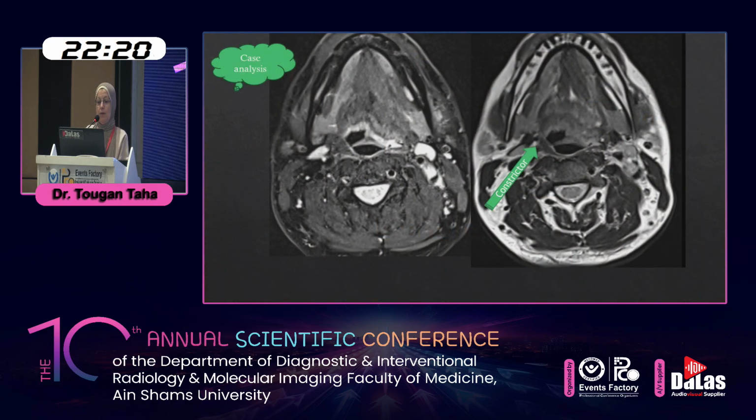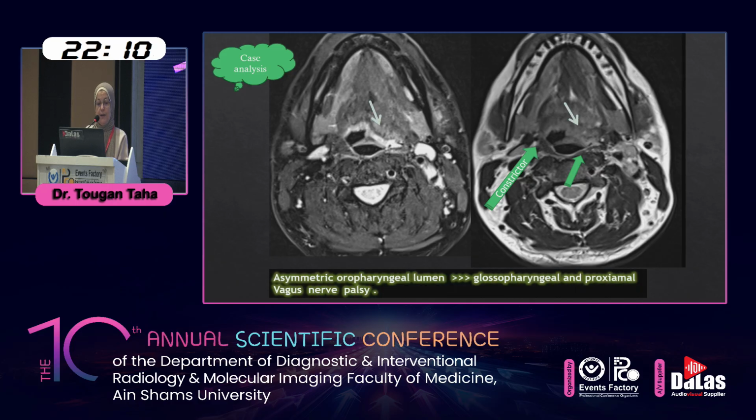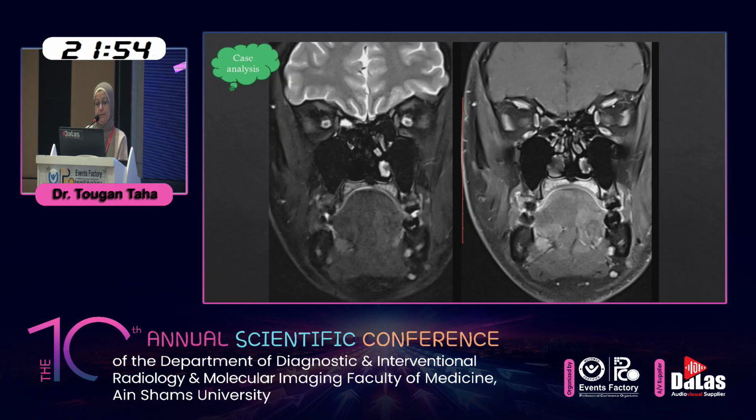This is the normal pharyngeal constrictor muscle, and these are abnormal constrictors, small in size, with atrophy and redundancy, and there is asymmetric oropharyngeal lumen due to the redundant left side wall and descent of the soft palate. So this is an indirect sign that there is glossopharyngeal and proximal vagus nerve palsy.